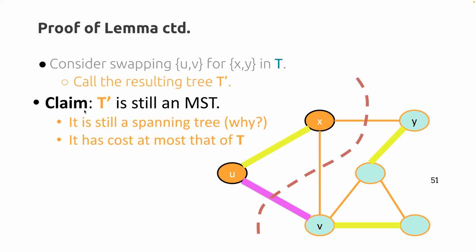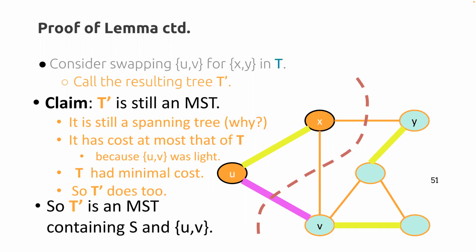So you guys should think about this, like it is still a spanning tree because everything is still connected. I'm only considering these two edges. When I added the edge, it created a cycle. So I can remove any edge from the cycle and everything is still connected because they're undirected edges. And it cannot have a cost that's more than T. And T is minimal. So the new tree is also minimal. So T prime is an MST.